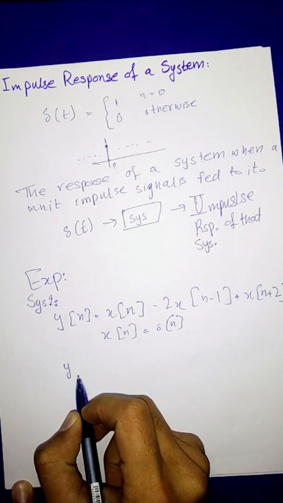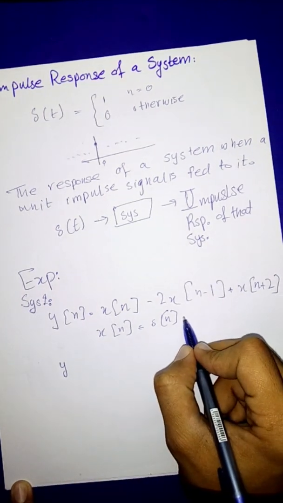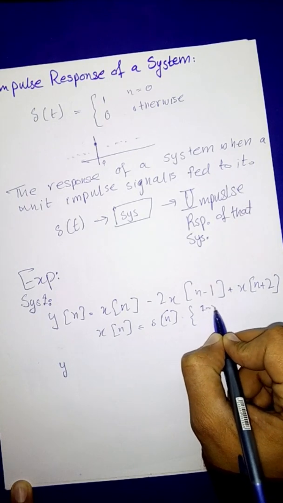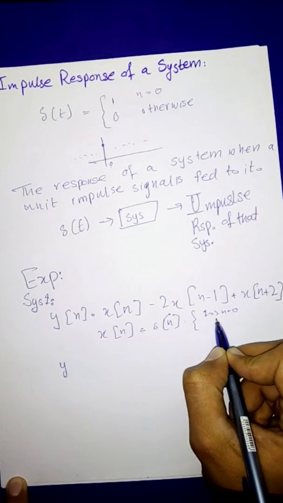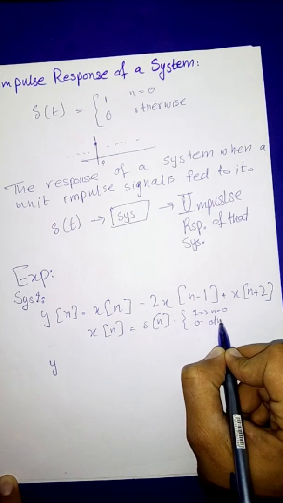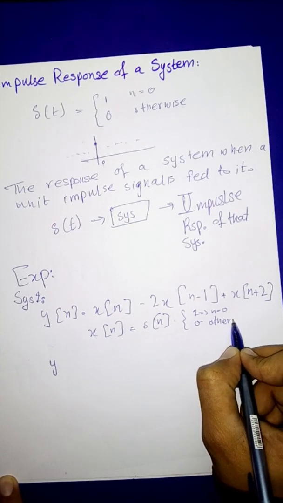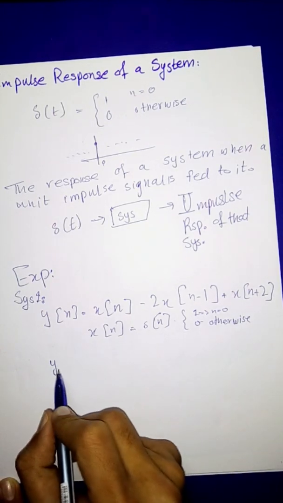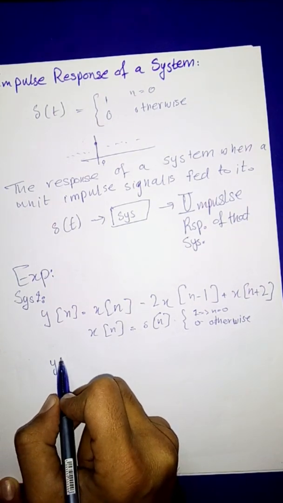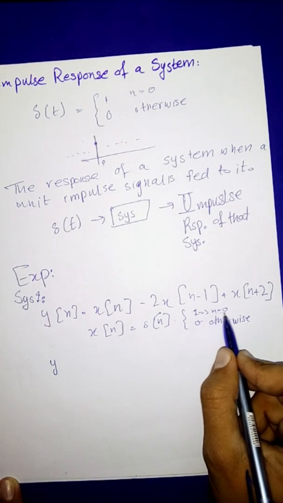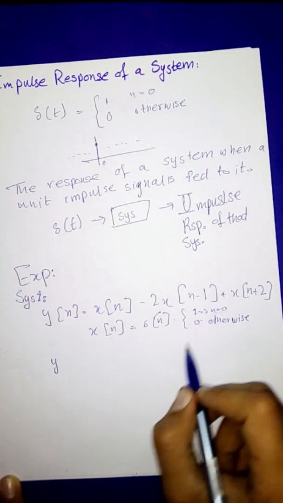For y, we know this impulse function is 1 at n is equal to 0 and 0 otherwise. So any other coordinate on the time domain is 0, except for when it is 0, then its amplitude will be 1.